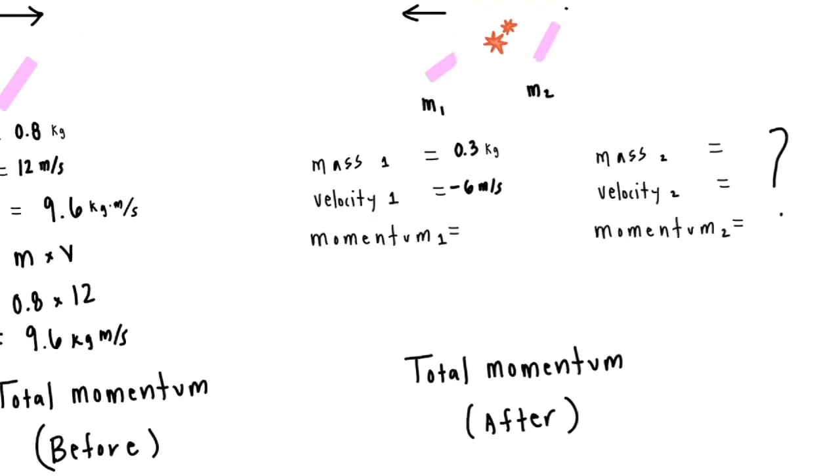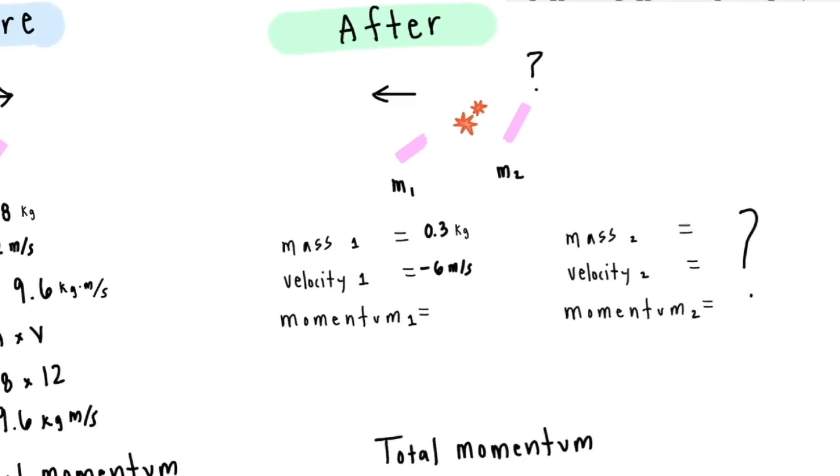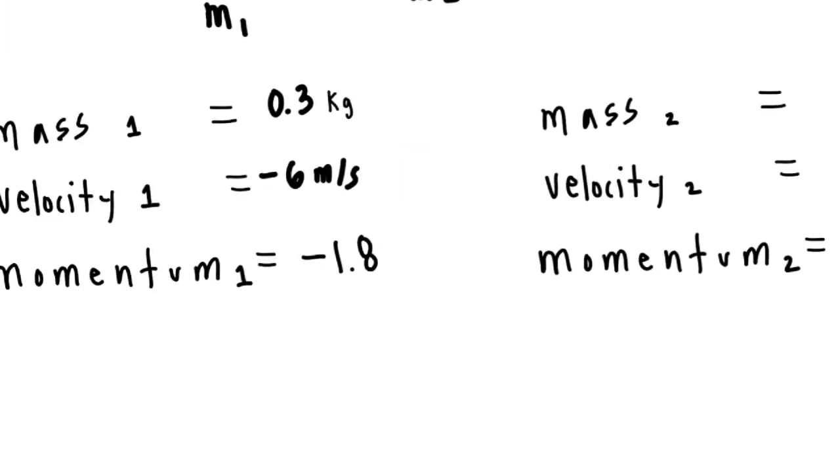Now, let's find the momentum after. So the momentum after consists of the momentum of two objects, and we're going to add their individual momenta together. So I'm just going to start off by figuring out the momentum of that first mass. So we have 0.3 is the mass, and we're going to multiply that by -6, because that's its velocity. So I get -1.8 meters per second.